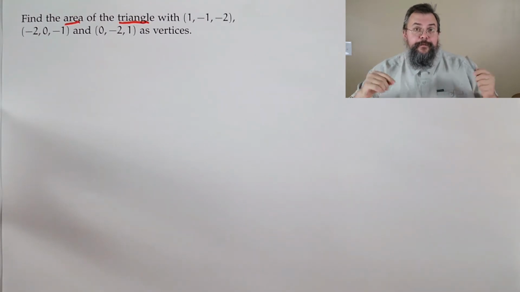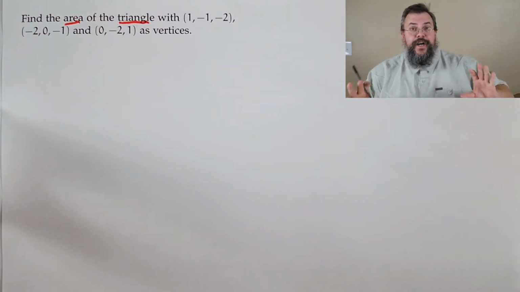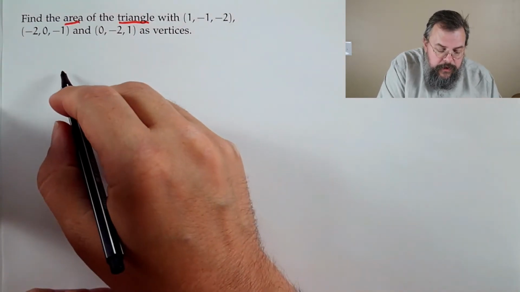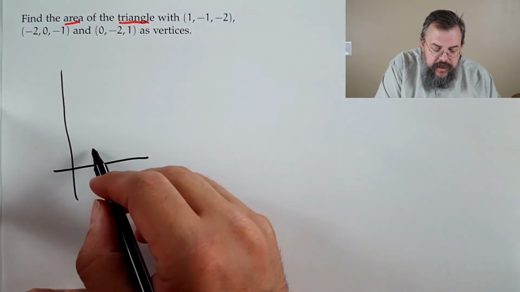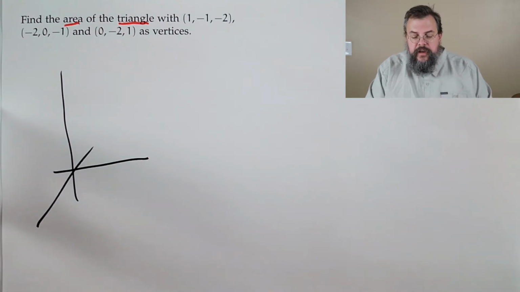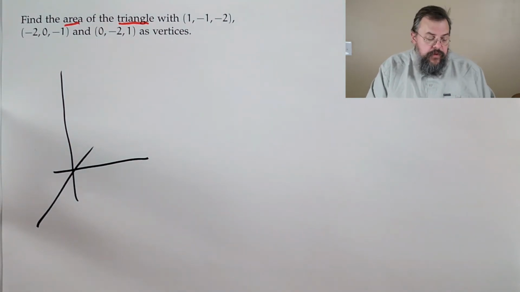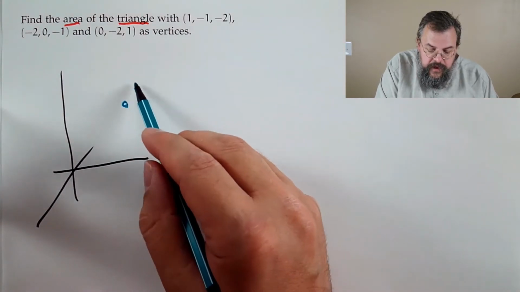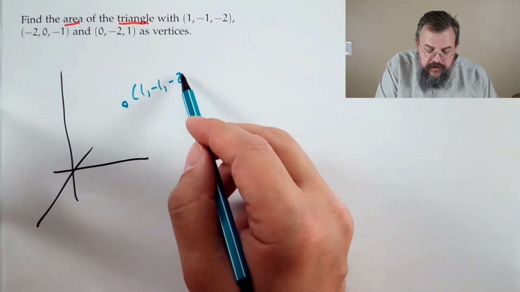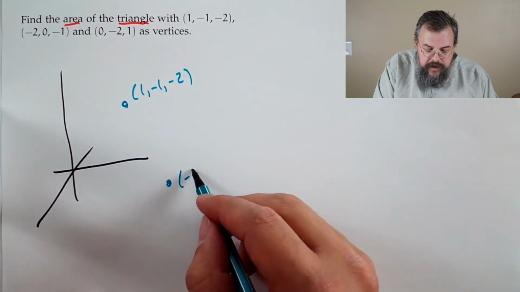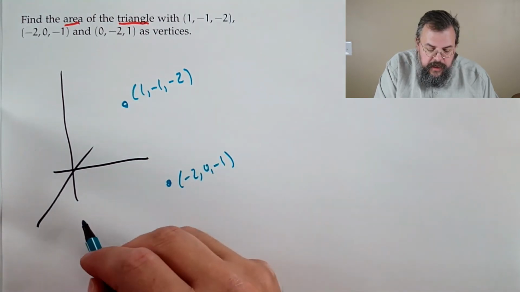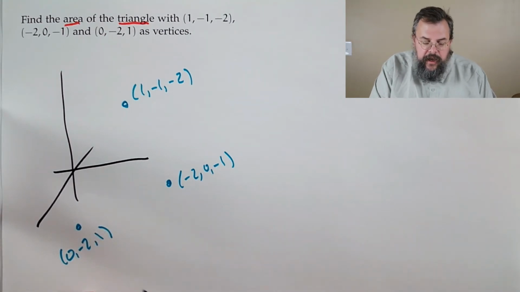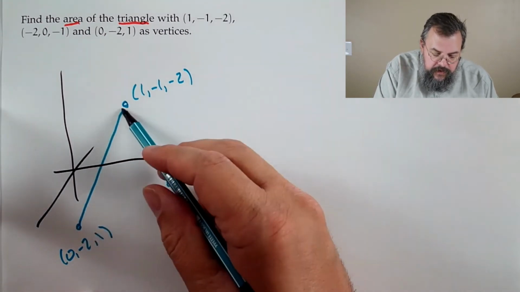So step 1 is let's make sure we don't rush into things and we know what we're doing. So we draw ourselves a picture. Now we don't need to be very precise here. There are 3 points, so we draw ourselves 3 points: (1, -1, -2), over here (-2, 0, -1), and over here (0, -2, 1). And now we have the triangle.